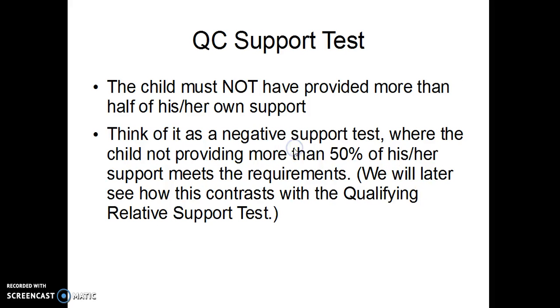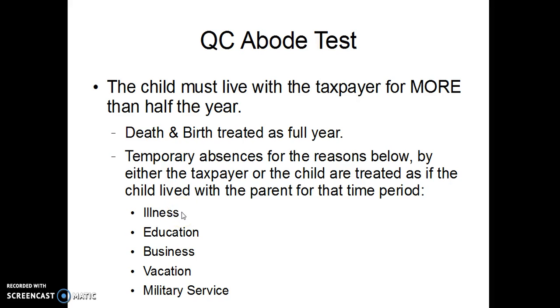Alright, so now let's look at the next one, which is the abode test. The child must live with the taxpayer for more than half the year. First of all, the word abode means residence, place where people live together, for example. So the abode test is a residence test. Are they living together? Child must.